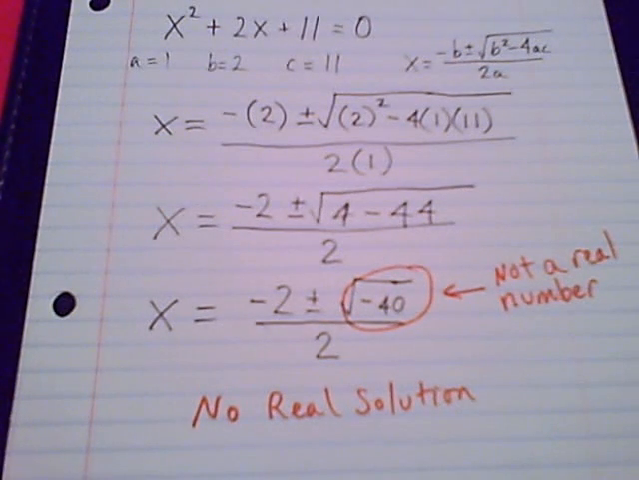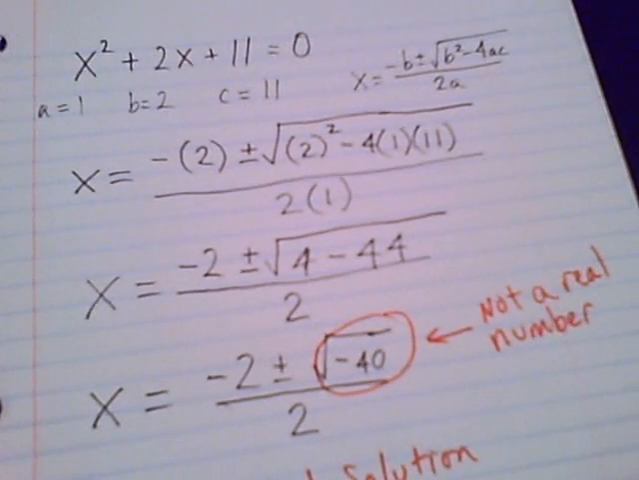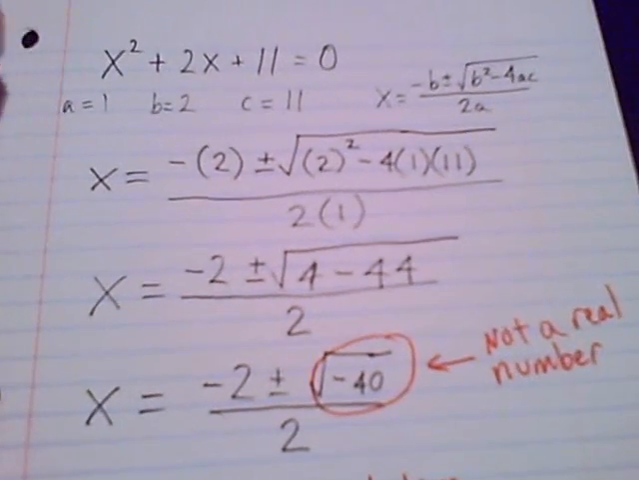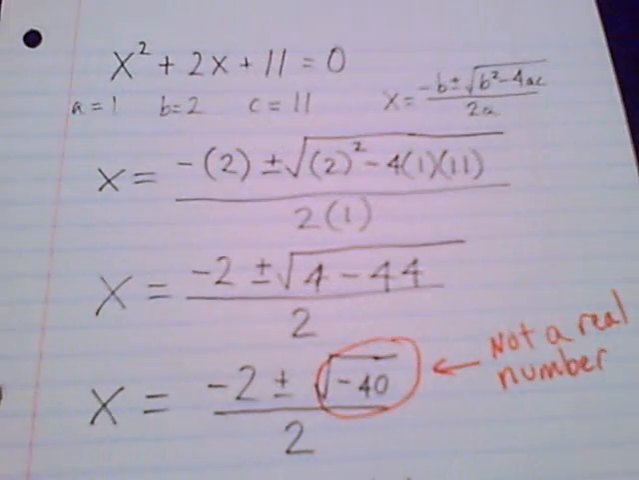Once you start working with complex numbers, there is more you can do with this problem, but for now, that negative inside of the radical means no real solution. And that's it. There's no real number that I can plug in place of x in this original equation to make it true. No real solution.